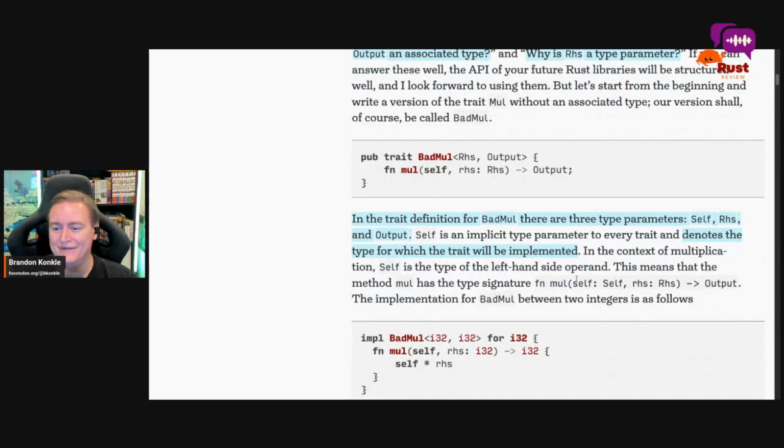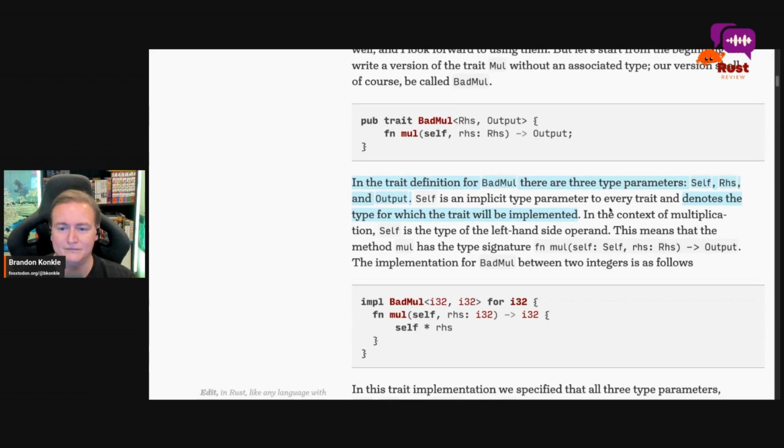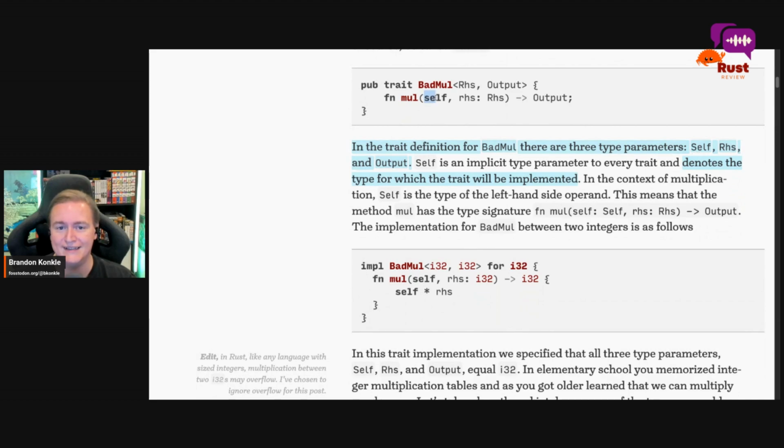I like that. So looking into his example here, he decides to provide a bad multiplication that has the right-hand side and the output as type parameters already. And in his explanation here, he calls out something that is not immediately obvious. If you look at this trait here, it looks like it has 2 parameters, but it actually has 3 type parameters. There's self, which is implicit. Self is an implicit type that refers to the type that's implementing the trait. And then right-hand side and output are the explicitly defined parameters.